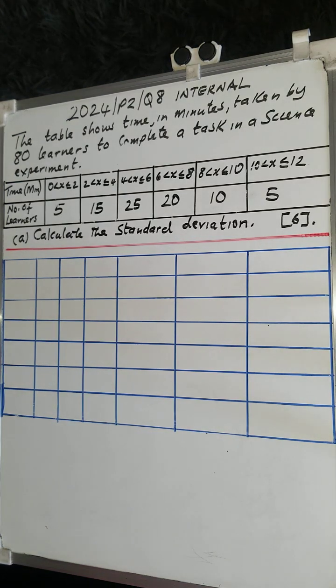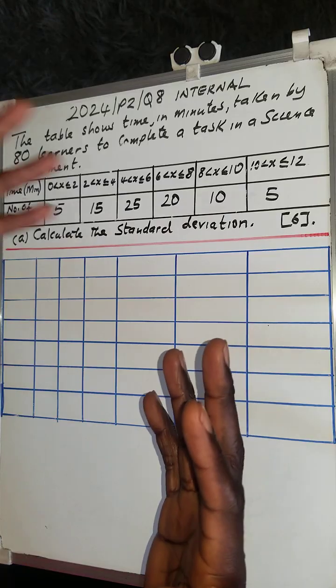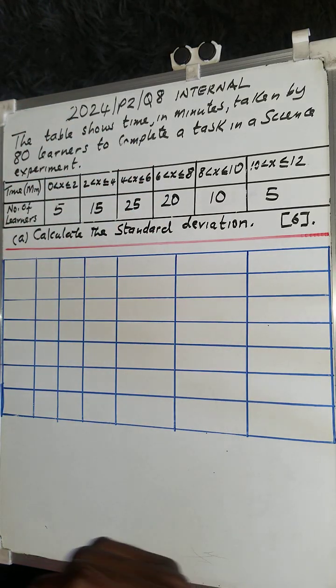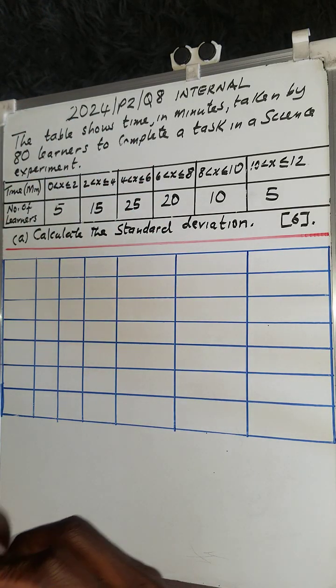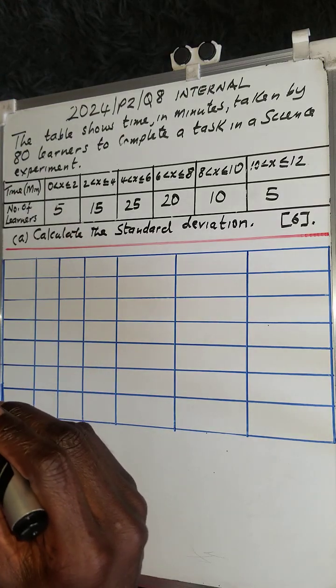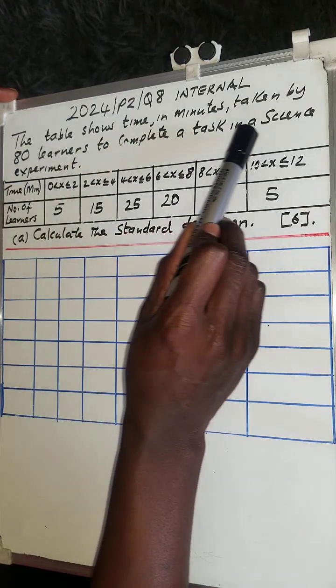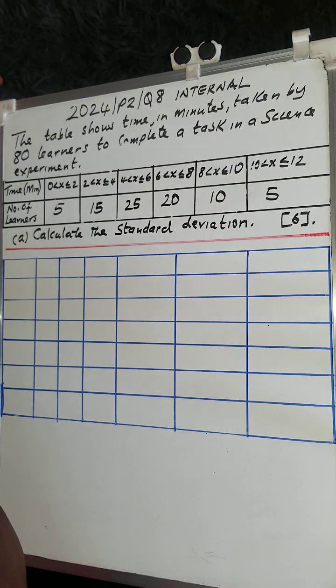So in this segment again, we continue as I try to show you how to calculate the standard deviation using the second method for grouped data. Remember, what you're dealing with here is simply grouped data. So they have told us the table shows the time in minutes taken by 80 learners to complete a task in a science experiment. Right, so that's the time in minutes.